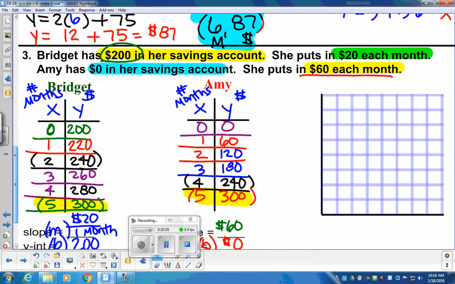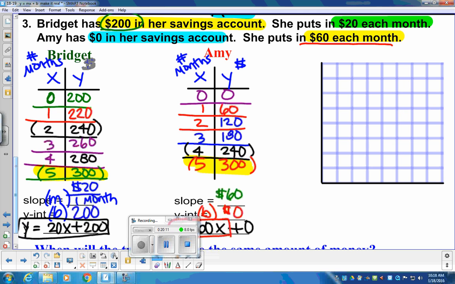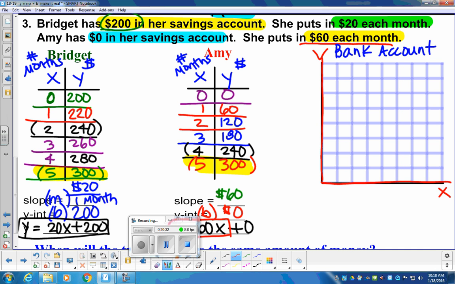We're going to go ahead and prove that in this graph as well. A little bit tricky to do this graph though because you have two lines on the same graph. So we're going to call it the bank account. So we have this y-axis here, this x-axis here. And we don't have to guess on the label of the y-axis. It's available to us. The y-axis has a label of money because it says it right there.